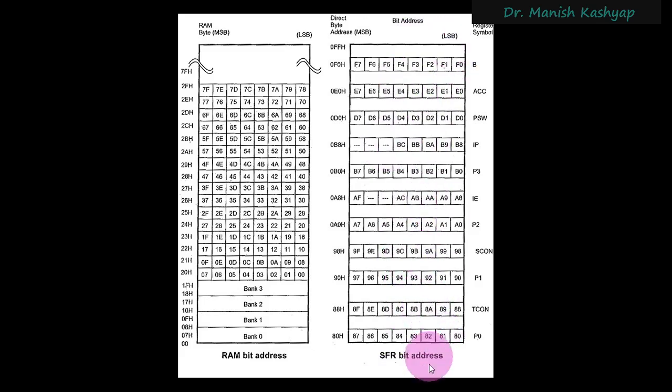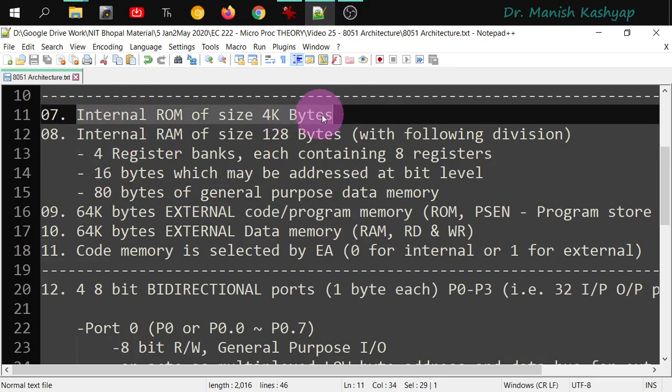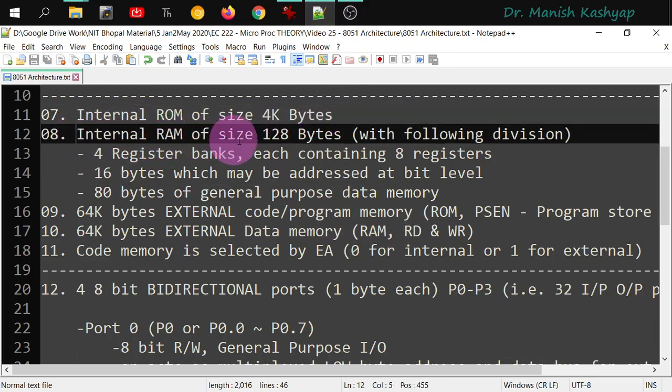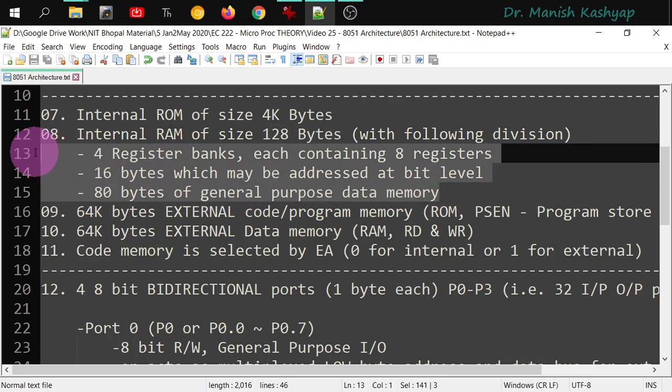And apart from 21 registers, the locations which remain are hardly used for any purpose, so we do not count them as usable for any general purpose. So this is what I mean by the RAM structure. Internal ROM is clear to us, which has a size of 4K bytes. Internal RAM is clear to us, which has a size of 128 bytes, not kilobytes, 128 bytes, with this bifurcation as 4 register banks, 16 bytes which may be addressed at bit level, and 80 bytes of general purpose data memory. So this is RAM, right?